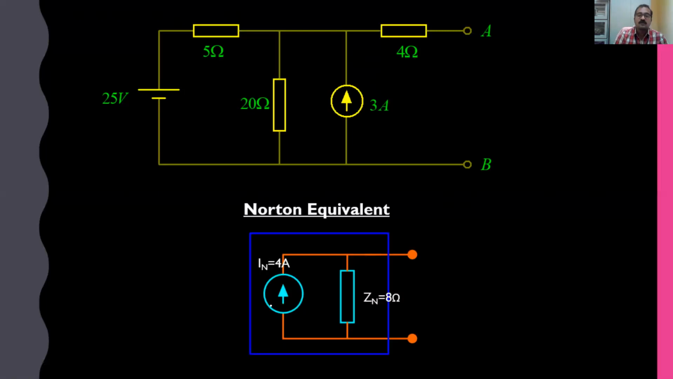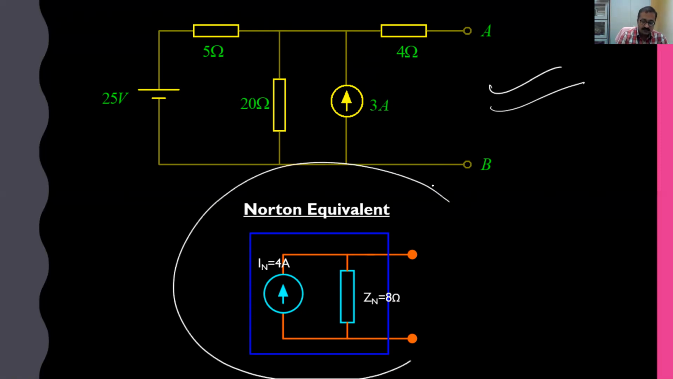Okay, so this is your Norton equivalent. It consists of a current source IN of 4 ampere and a parallel impedance or resistance of 8 ohms. So this network has been converted into an equivalent current source, a practical current source. Okay, this is how to apply Norton theorem.